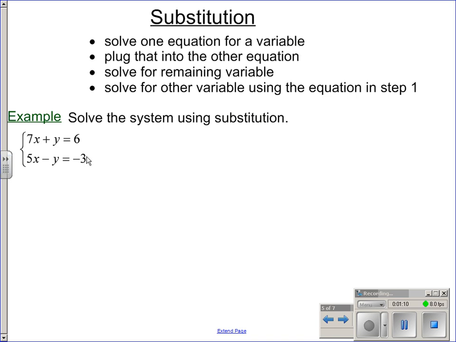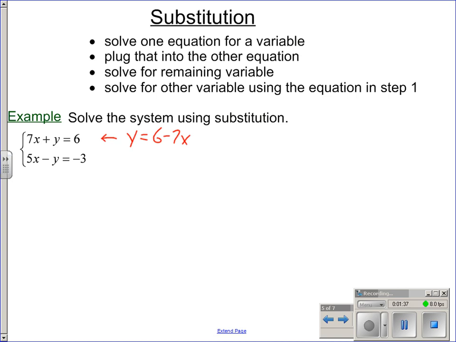All right, the first step says solve one equation for a variable. It doesn't say which, it just says a variable. So which variable? Doesn't matter. Doesn't matter which equation. Pick the one that's going to be easiest to solve for. To me, that's looking like the first equation, because we have a positive 1y. So I'm going to solve that first equation for y. All I've got to do is subtract 7x from both sides. Okay, that's the first step.